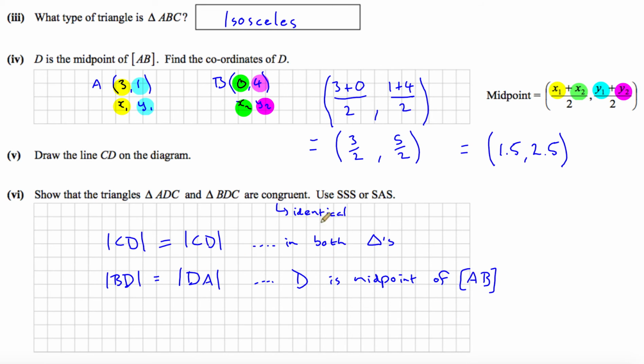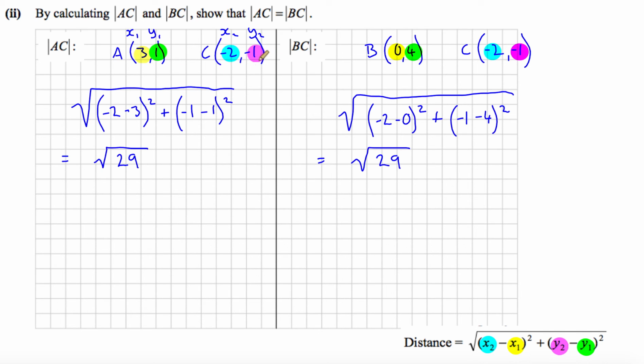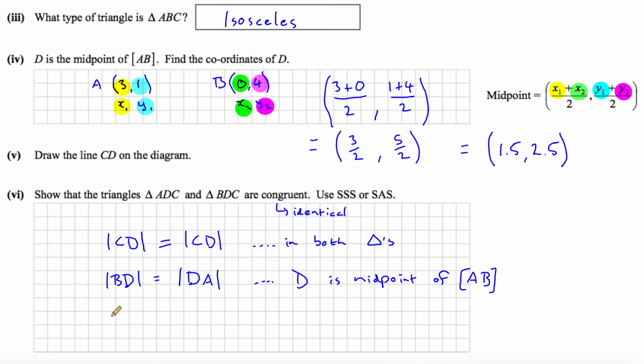So now we've got a side, another side, and if we go back to the diagram now, we can see, from part 2 of our question, we showed that AC was equal to BC. So AC is this side here, and BC is this side there. So that's our final thing to show, that the length of the line AC is equal to the length of the line BC. We did that in part 2. And you could say they're both root 29.